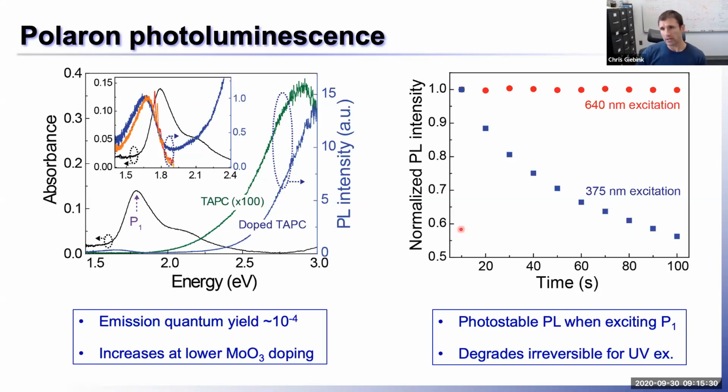Another important thing to point out is that there's a significant difference in its long-term stability. If you excite the Polaron transition directly in the red at 640 nanometers, the photoluminescence is stable over a long time in air. However, if you excite in the UV, which is exciting a mixture of the neutral molecule as well as that higher energy Polaron excitation, the one that goes up towards what used to be the LUMO, you see this very quick degradation and drop in the PL intensity that's irreversible. So we're certainly degrading the molecules in this case.